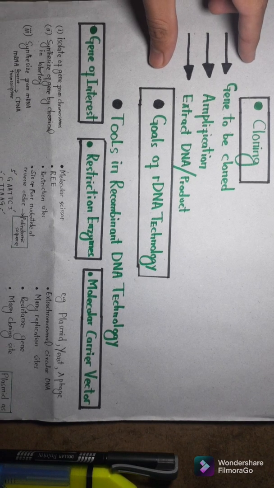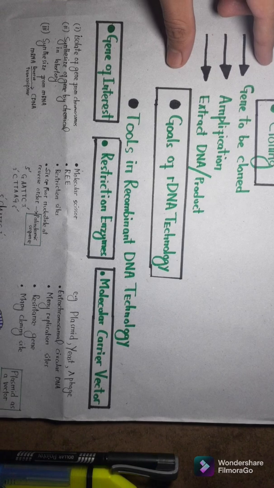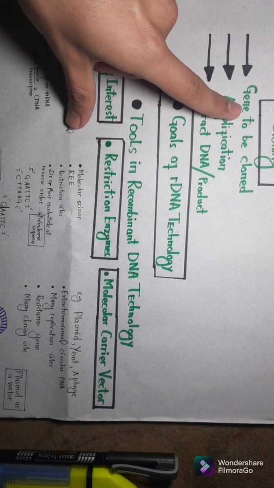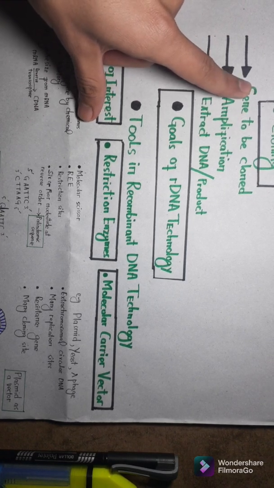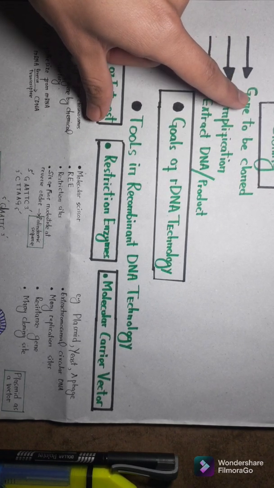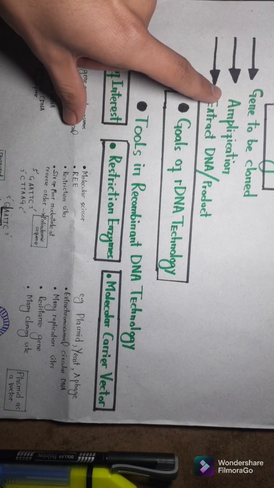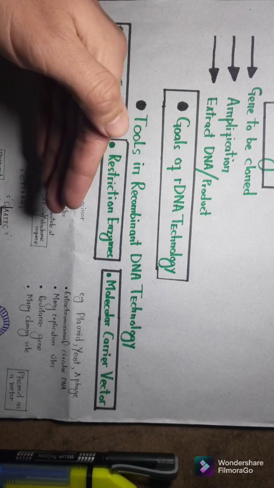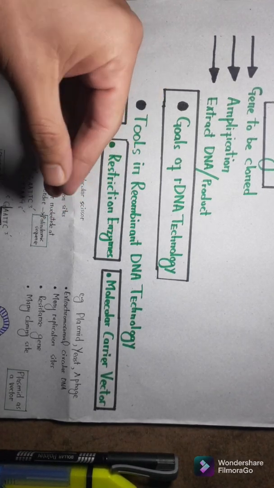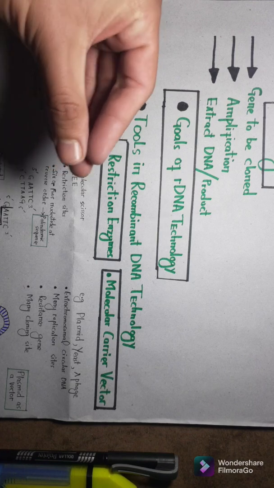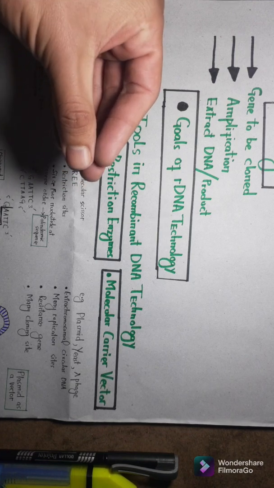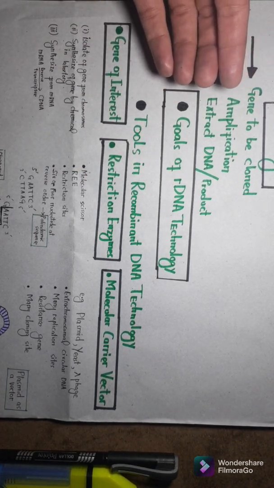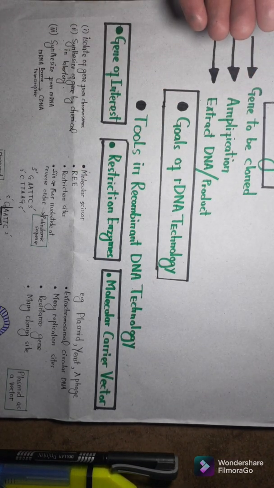We have a big picture of recombinant DNA technology here. First, the gene is to be cloned. If we have any genes which are not working properly, then that gene is to be cloned. Then we will amplify the gene, meaning we will develop multiple copies of that gene, which is known as amplification of that gene, and at last we have an extracted DNA or product which is formed for us through this technology. Actually, these three processes occur in recombinant DNA technology.